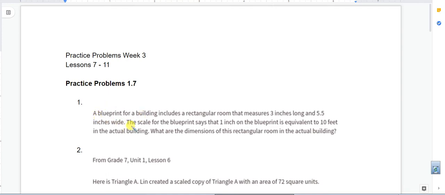We're going to jump right in with problem number 1. We're looking at a blueprint for a building that has a rectangular room that measures 3 inches by 5.5 inches. So let's just sketch that real quick.